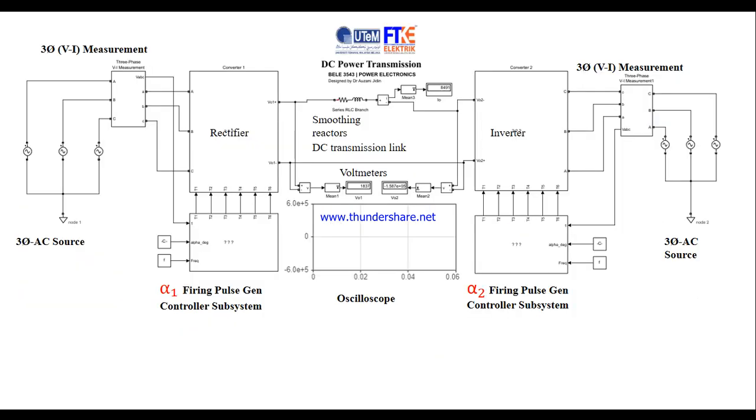Here we can see our main simulation. Here we can see the 3-phase VI measurement, the 3-phase AC source, the rectifier, and the oscilloscope. The firing pulse generator controller subsystem is here. Our 3-phase VI measurement is indicated here, the inverter is here, and finally the other 3-phase AC source is here. Our designed system is mainly here.